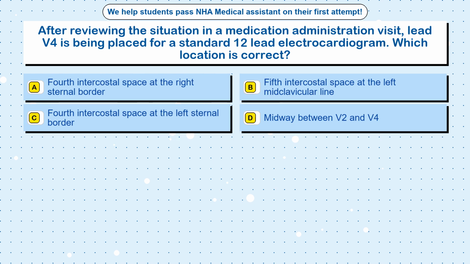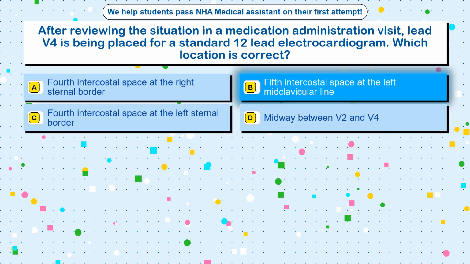Question 89. After reviewing the situation in a medication administration visit, lead V4 is being placed for a standard 12-lead electrocardiogram. Which location is correct? Option A, 4th intercostal space at the right sternal border. Option B, 5th intercostal space at the left midclavicular line. Option C, 4th intercostal space at the left sternal border. Option D, midway between V2 and V4.